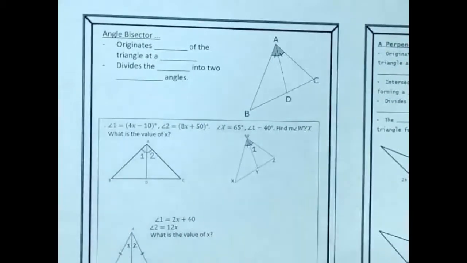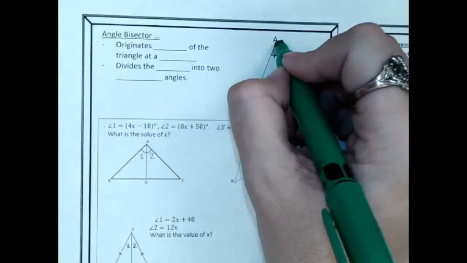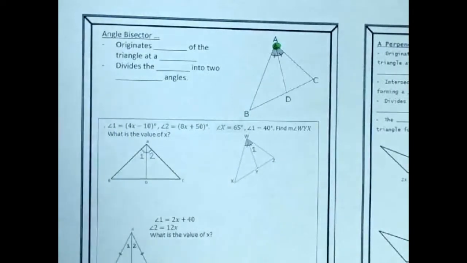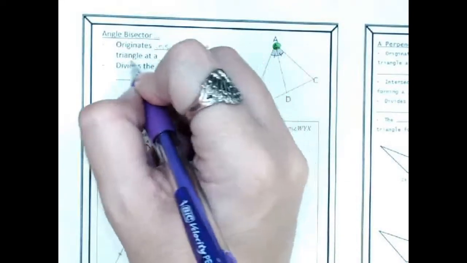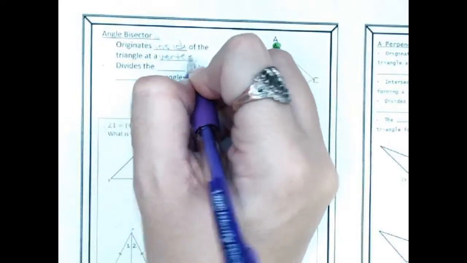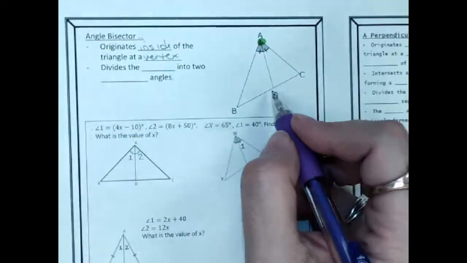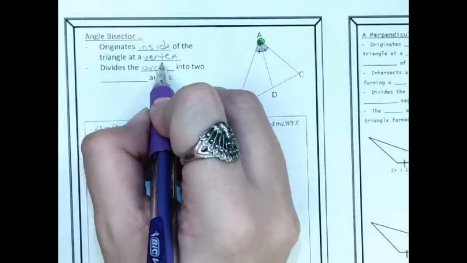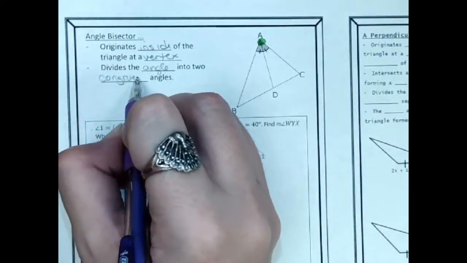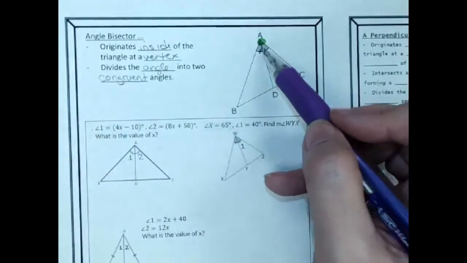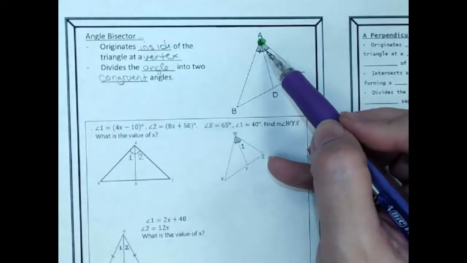The two important things about the angle bisector is, again, that it originates inside of the triangle at a vertex. Again, it goes through the vertex, and it divides the angle into two congruent angles here. So it makes these two parts equal to each other.